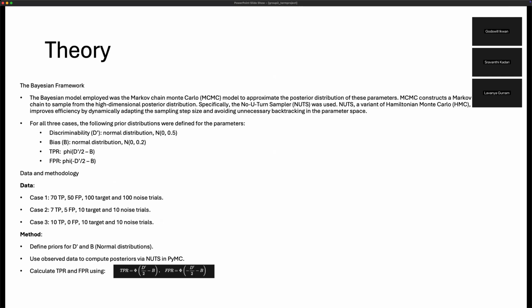From the study, we used a Bayesian framework, which is a Markov chain Monte Carlo method, to estimate the parameters. Then we leveraged the No-U-Turn Sampler, NUTS, a variant of Hamiltonian Monte Carlo, to efficiently sample from the posterior distribution. The priors were defined for discriminability and bias, and TPR and FPR were calculated using the resulting estimates.